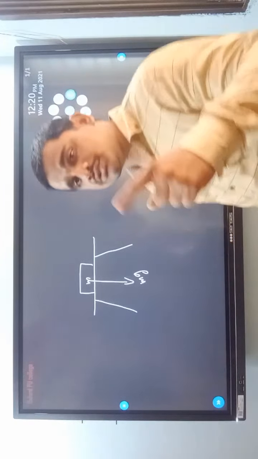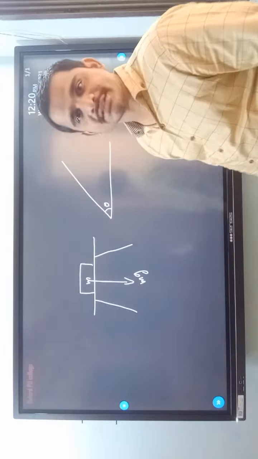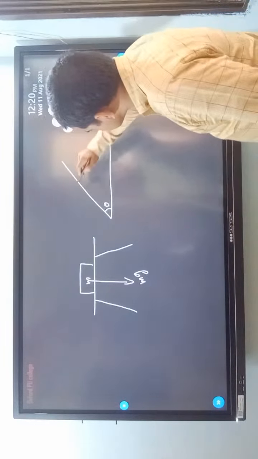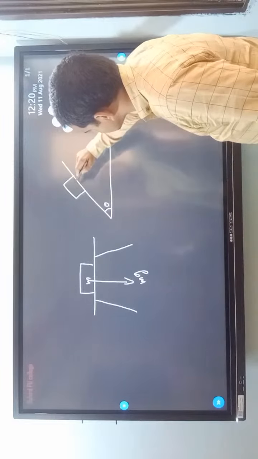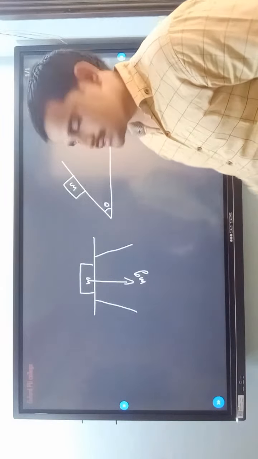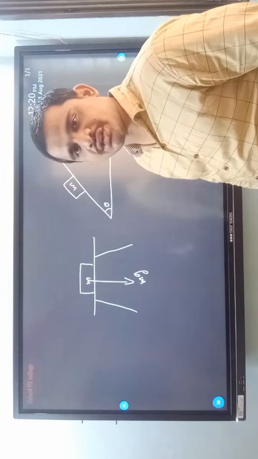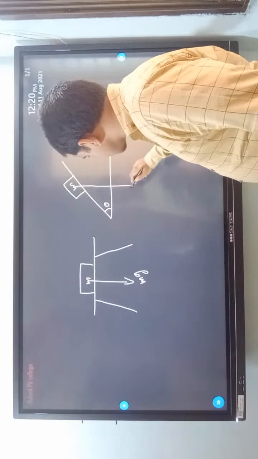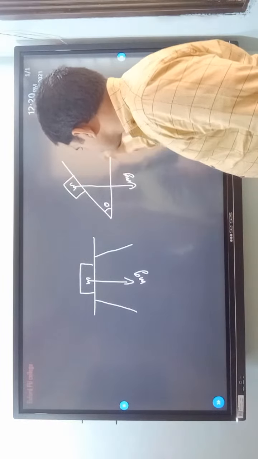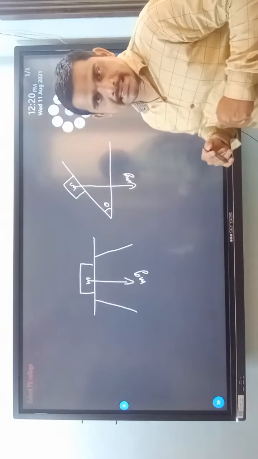And I will tell you one more. The same mg is going to act even here. Let's consider an inclined plane. So here I am keeping a block of mass m. What is the mg direction? mg acts in this direction itself. This is what we commonly call an inclined plane.